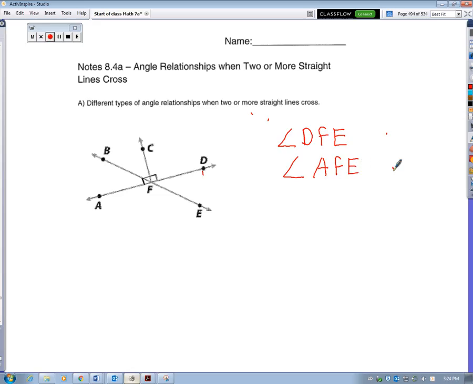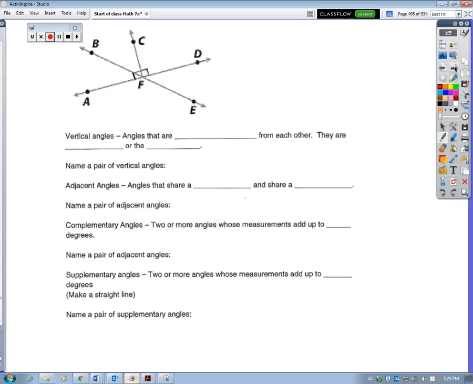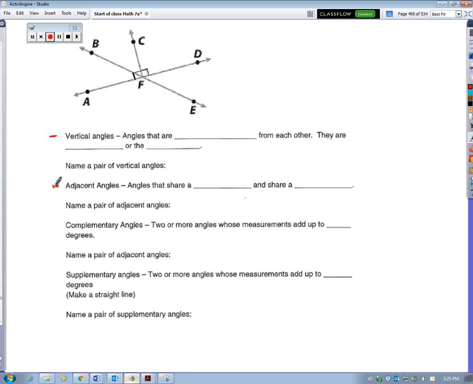Now let's take a look at some different angle relationships that happen in geometry when we have this type of situation. There are four of them that I'm going to talk to you about. We have something called vertical angles, adjacent angles, complementary angles, and supplementary angles. These are the four things we're going to be looking at.